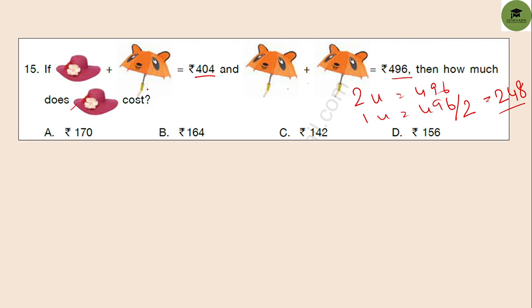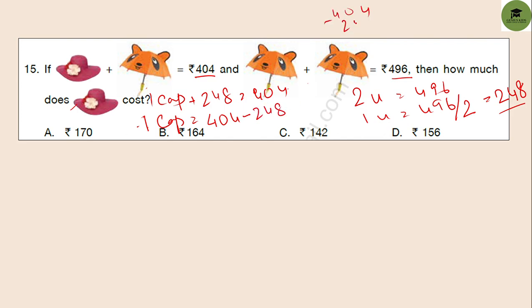So if one umbrella is 248, we write one cap plus one umbrella, we put 248, and it will be 404. So what is the cost of one cap? So one cap is 404 minus 248.